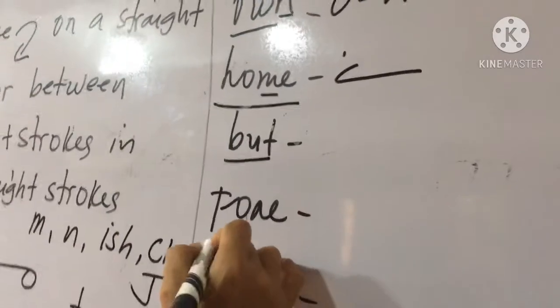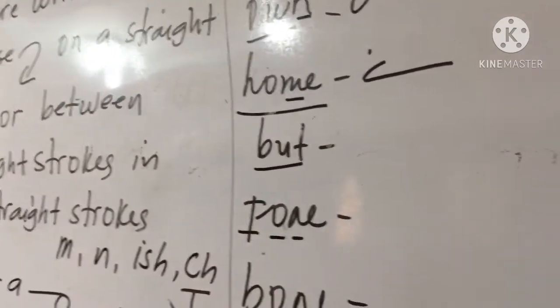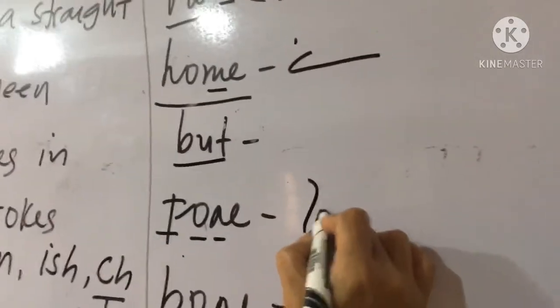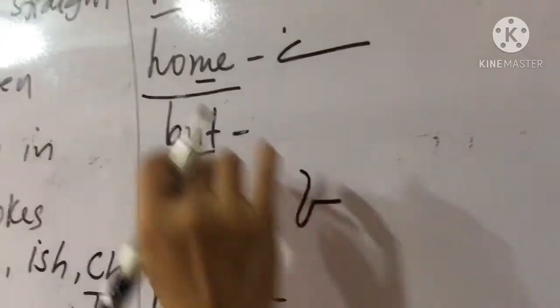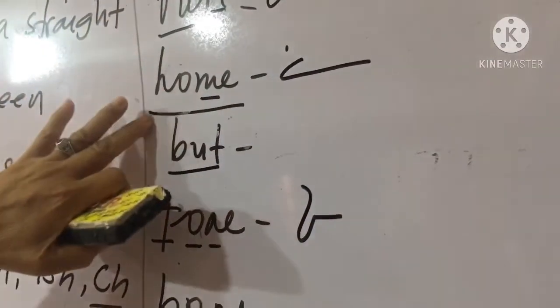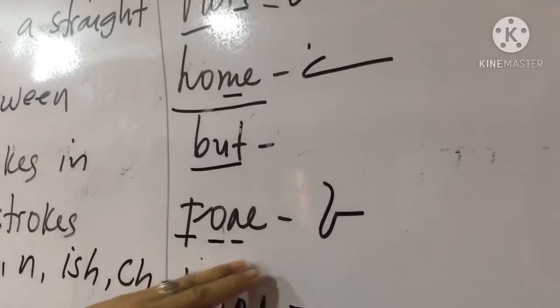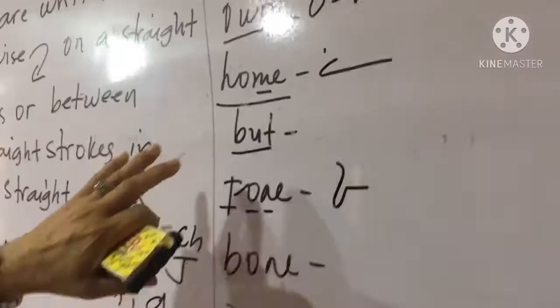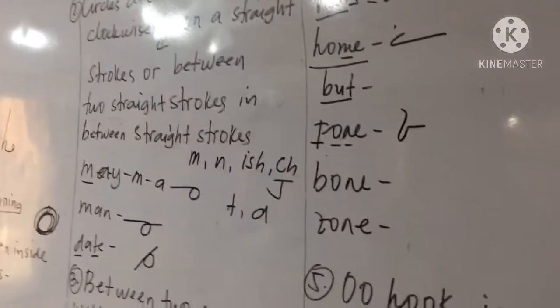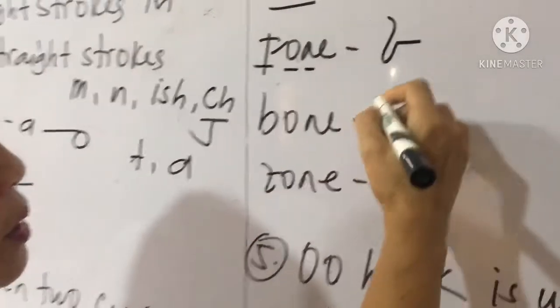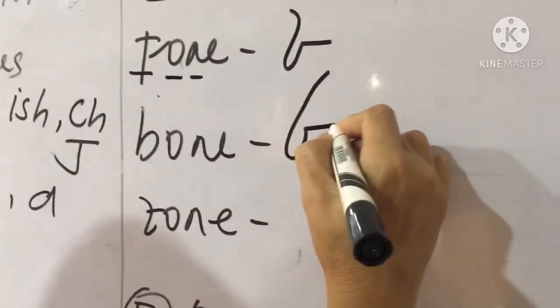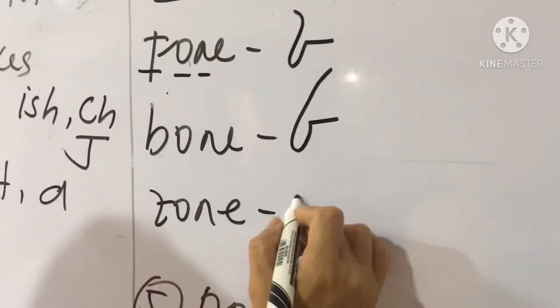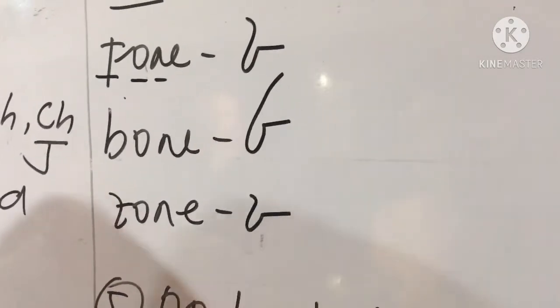Phone: this is letter F, O, and N. We will not use the writing of own and home for the word phone because F is a downward stroke. Only those strokes that represent a straight stroke. The word bone, we have B, O, and N. Zone, we have S, O, and N.